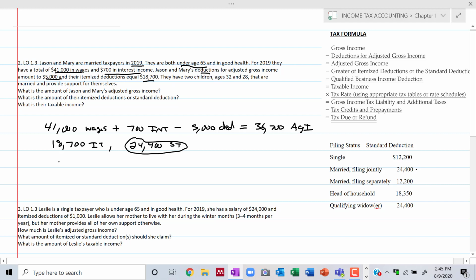So next, what is their taxable income? To compute the taxable income, if you look to the right, you follow down after you obtain the adjusted gross income, then you less the greater of the itemized or standard deduction, and qualified business income deduction, and then that gives you the taxable income. And so here, that means their AGI is 36,700, previously computed at top. So that 36,700 less their standard deduction of 24,400 would give you their taxable income of 12,300.